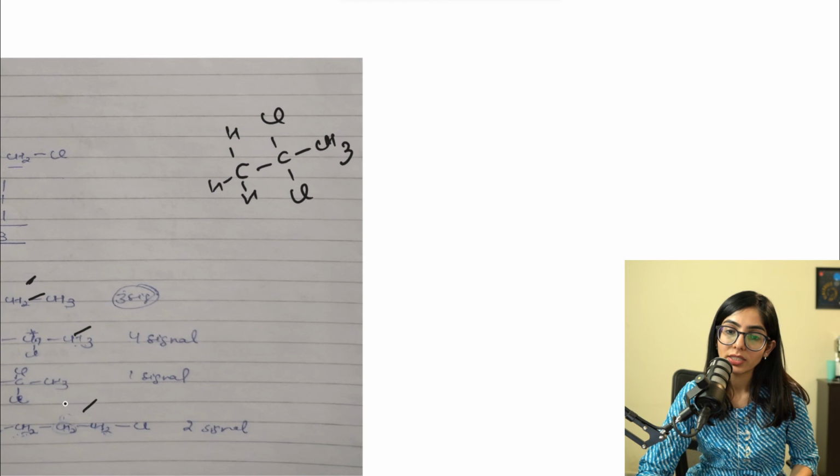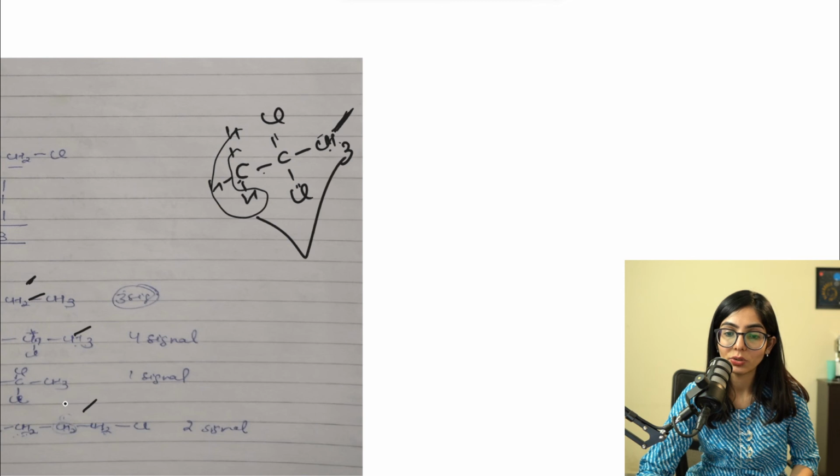Can you see these three hydrogens? They are connected to CCl2 and CH3. And these three hydrogens are connected to CCl2 and CH3. So basically these six hydrogens are equivalent, giving only one signal. Can you see? Let's just name them over here.